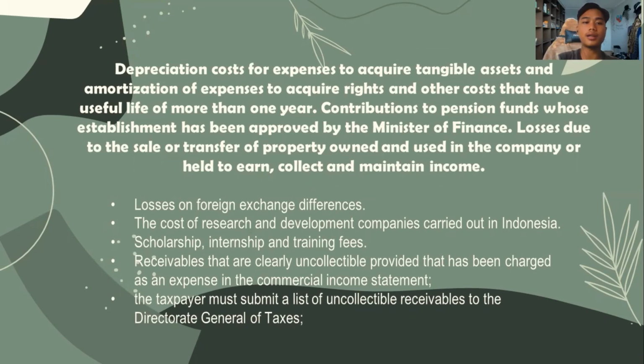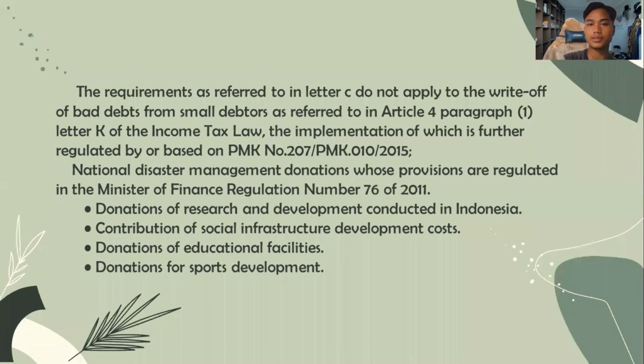There are five types of deductible expense. The first one is loss in foreign exchange difference, and the second one is the cost of research and development companies carried out in Indonesia. The third one is scholarship, internship, and training fees. And the fourth is about receivables that are clearly uncollectible. And the last one is the taxpayer must submit a list of uncollectible receivables to the Director General of Taxes.